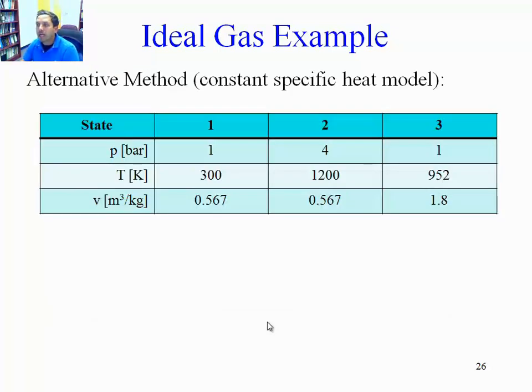All right, so let's go back now to the table where we completed the fundamental properties, pressure, temperature, and volume. And instead of calculating energy and enthalpy from the tables, let's use the alternative method in which we assume that the specific heats in every single one of these processes behave as a constant or as an average value. So there's an average specific heat between 300 and 1200 Kelvin, an average specific heat between 1200 and 952, and an average specific heat between 952 and 300.